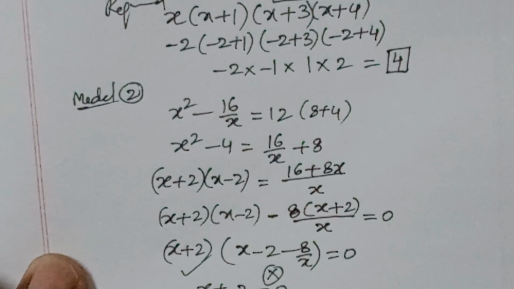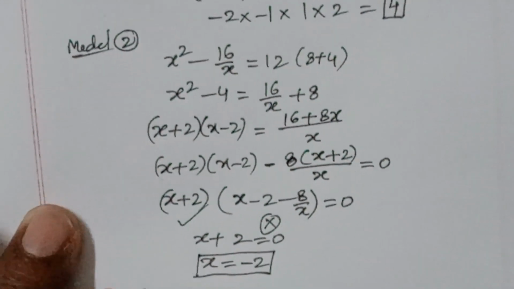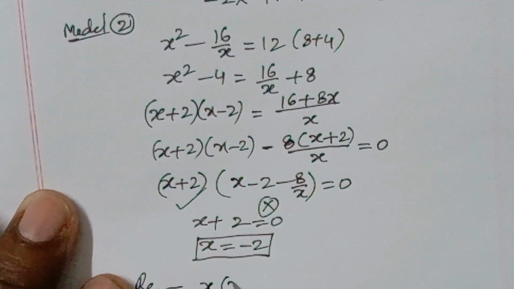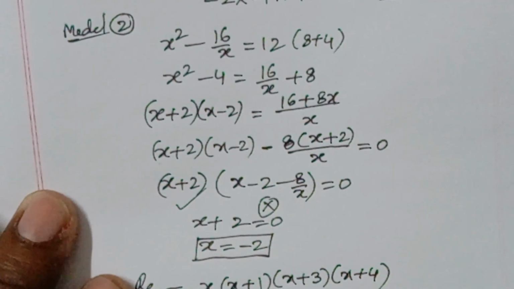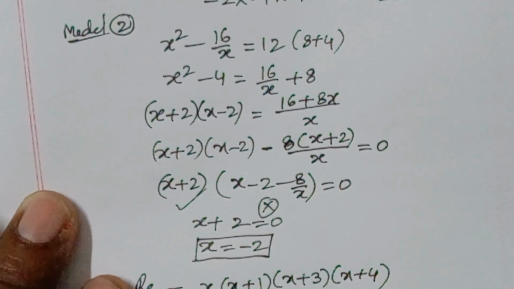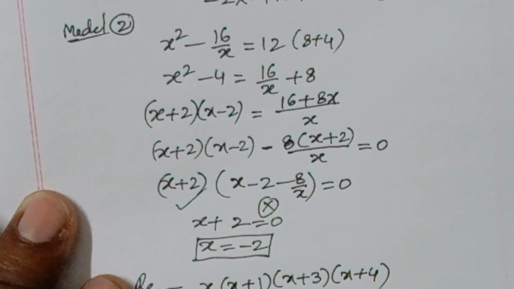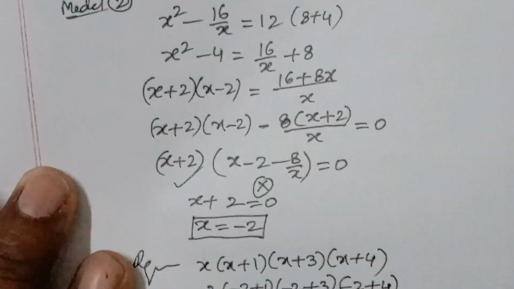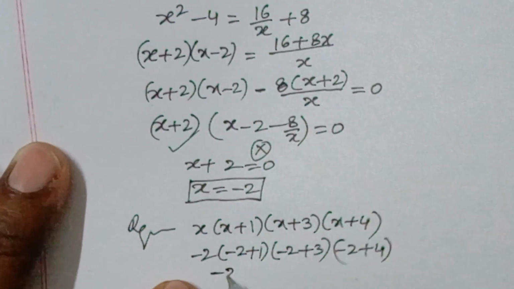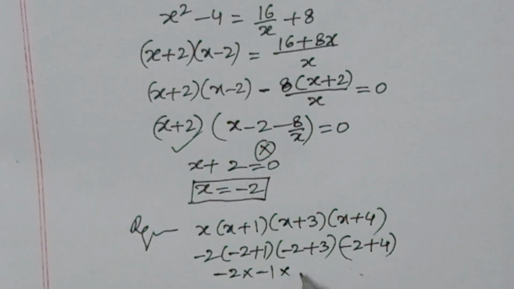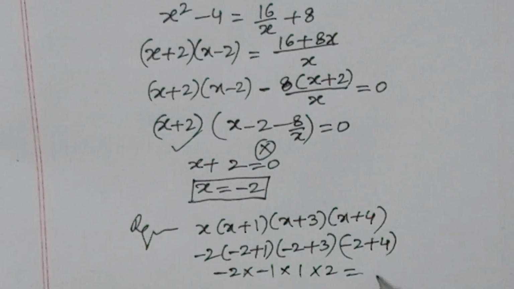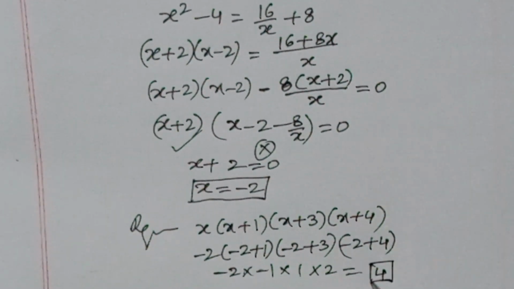So here what is required? X into x plus 1 into x plus 3 into x plus 4. Minus 2 into minus 2 plus 1 into minus 2 plus 3 into minus 2 plus 4. So here you'll get minus 2 into minus 1 into 1 into 2. So you are getting the answer 4.